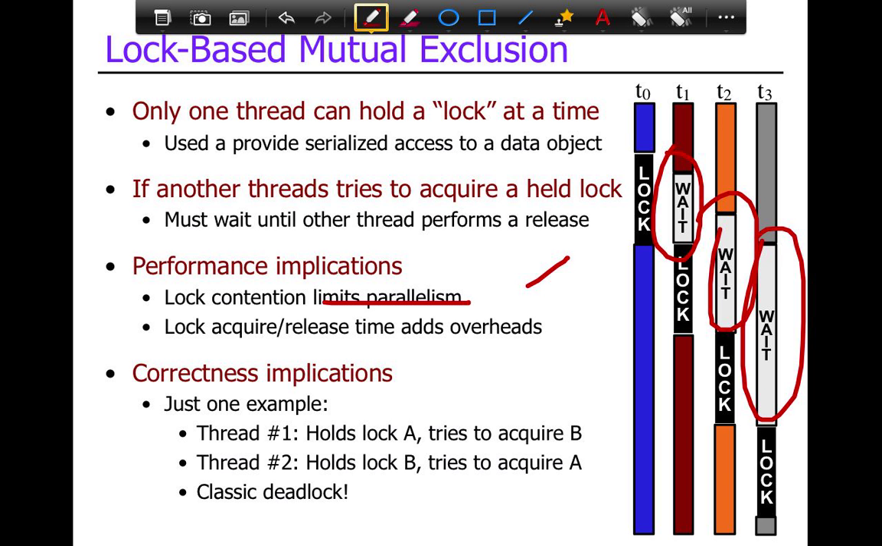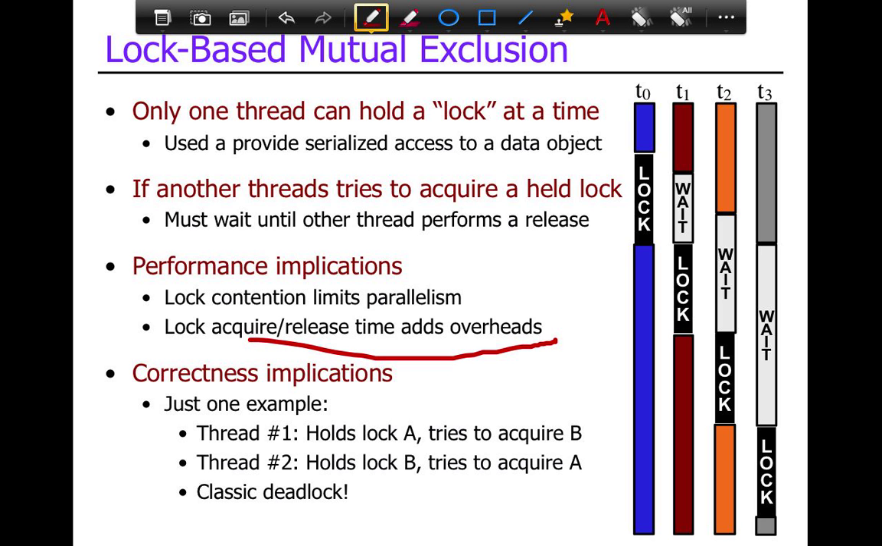Okay, and then there's the general overhead for the lock, acquire, and release. So if you look at each point, when you get the lock, there's a small window where the application is not doing any useful work. So the point at which you get the lock and you release it adds overhead itself. So those are the things to watch out for.